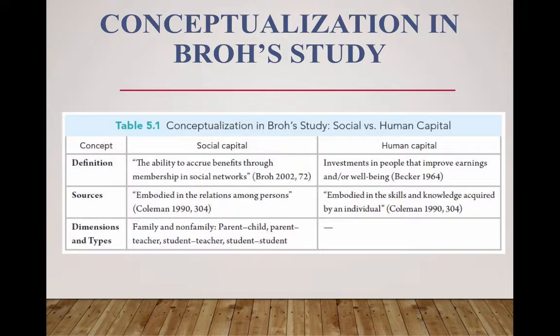In the book, they talk about conceptualization in Broh's research, as she defined what her variables were. She had to explain what academic achievement was, and what extracurricular activities were. When it came to these extraneous or intervening variables, she also defined what social capital was in relation to her specific research study. Here you have the table explaining how she talked about social capital versus human capital, tailoring it to her own research study's specifics.